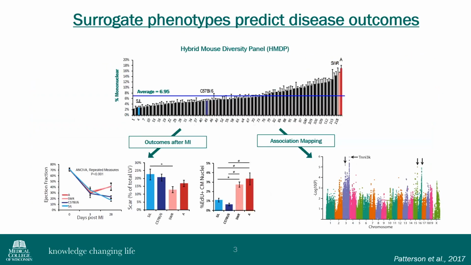So one approach we can use to bypass these challenges is to map using surrogate phenotypes, or traits that are predictive of disease outcomes. And this example was done by Dr. Patterson. She was able to map the frequency of mononuclear cardiomyocytes across the hybrid mouse diversity panel, was able to identify a gene that was related to this phenotype, as well as confirm that the surrogate is indeed impactful in terms of outcomes after MI.